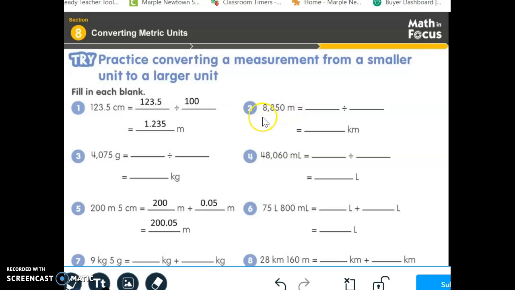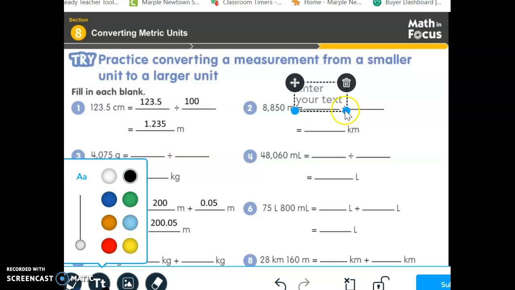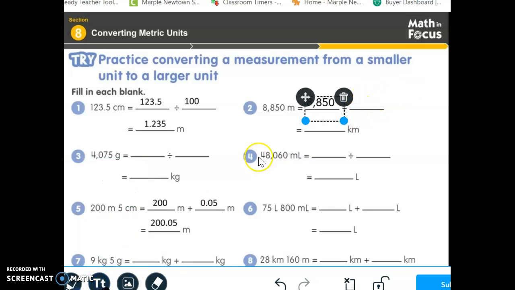So I know that I have 8,850 meters, and I'm trying to decide how many kilometers that same amount is. So the first thing I'm going to do is open a text box, and I'm going to type in how many meters I have on this first line here. Oops, let's make that a little smaller. Okay, so I know I have 8,850, right? Let's move that down. Got that there.